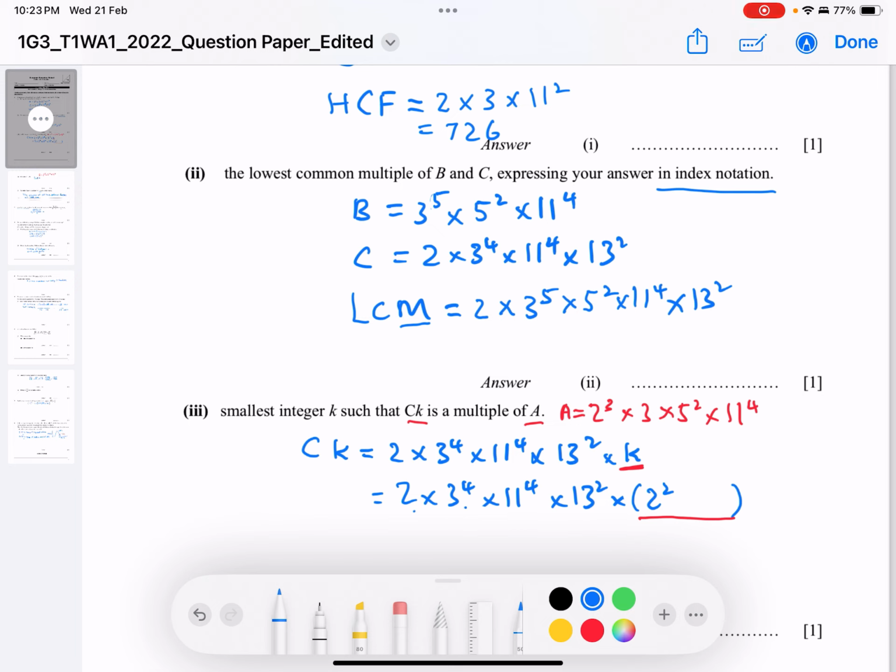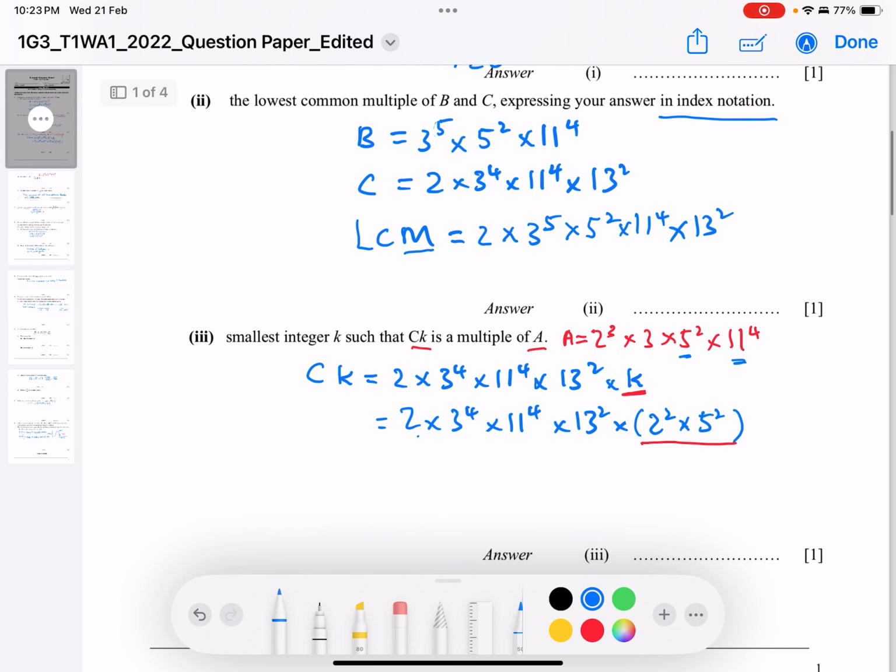And looking down the line, A also has 5 squared, and C doesn't have 5 squared, so we need to put down a factor of 5 squared. And the last factor is 11 to the power of 4, which we have. Therefore, the result is K must be 2 squared times 5 squared, which is 100.